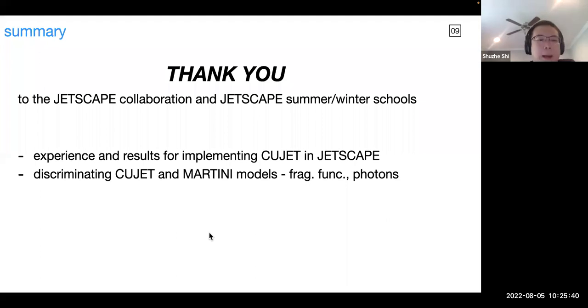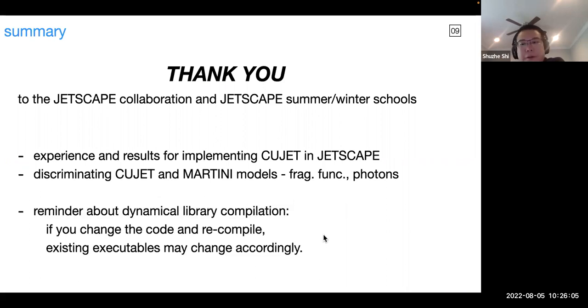And in this talk, I shared with you our experience of and the results of implementing CUJET in the JETSCAPE framework. And we find that fragmentation functions and the photon distribution could be a probe to discriminate the CUJET and Martini models. And finally, since this talk is facing potential users, external users of the framework, I would like to share with you a reminder from my experience.